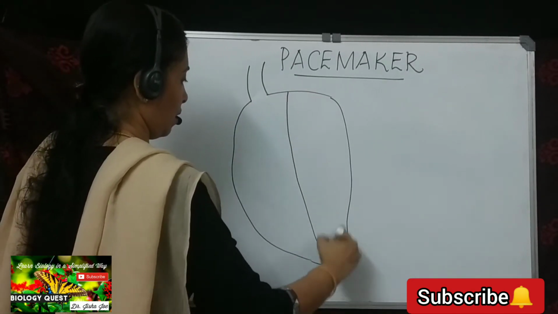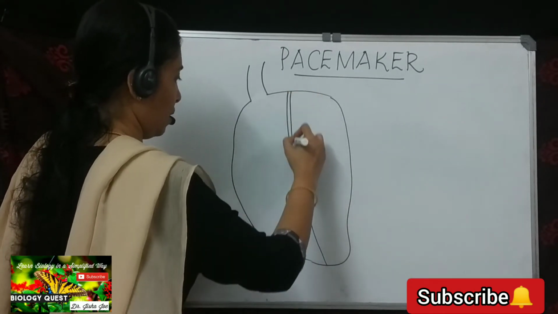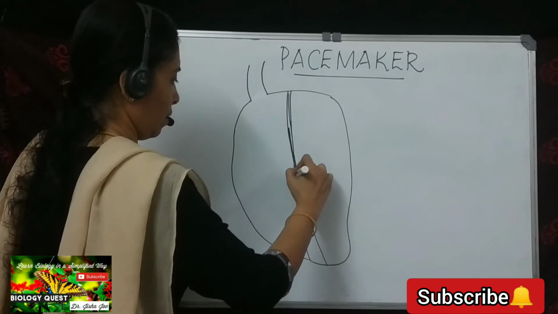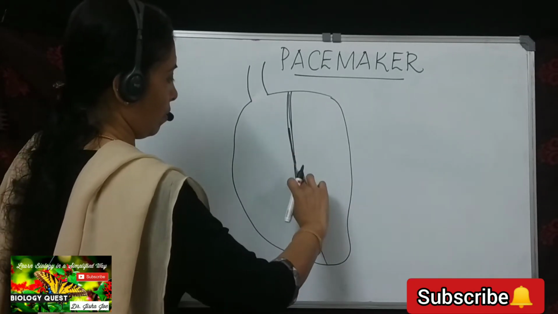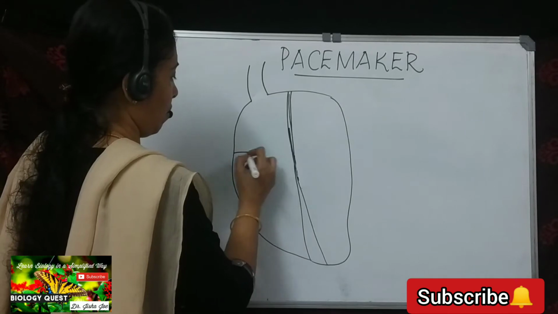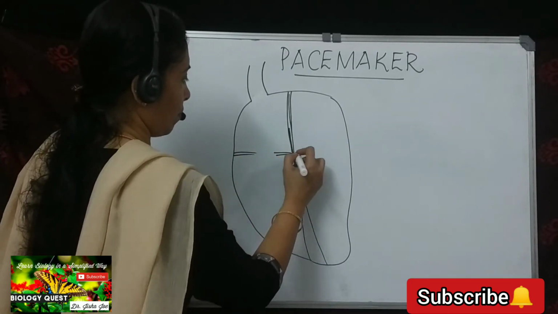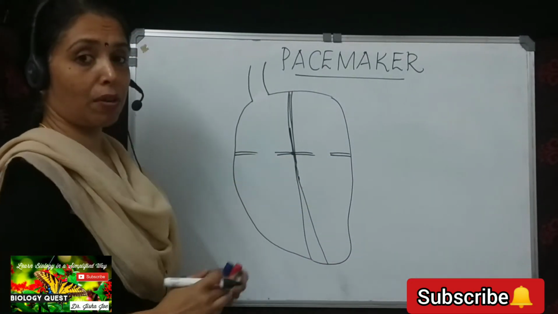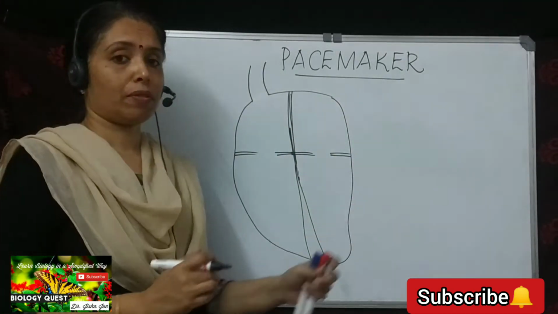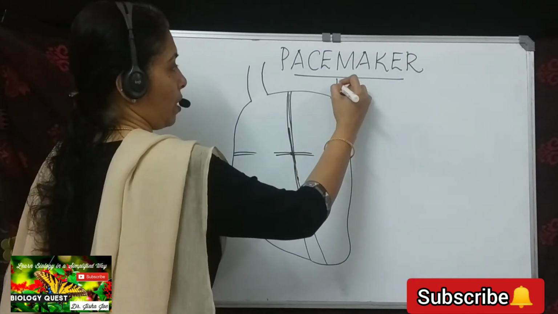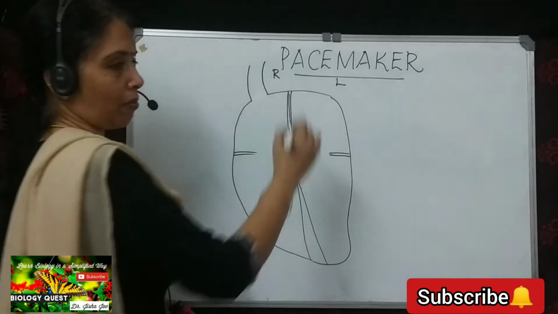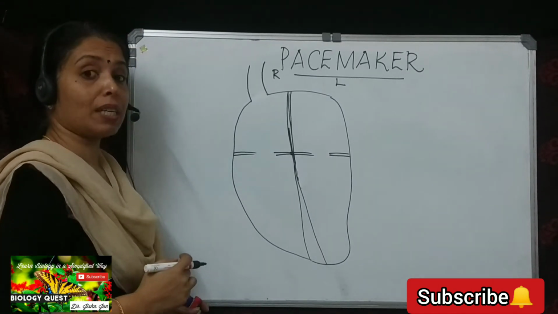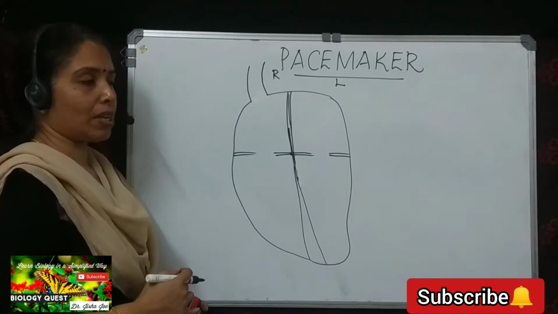I'm just dividing the heart into the different chambers. So that is the auricle there. These are the auricles and the ventricles. We have already seen which side of the heart this is. This is the left side of the heart and this is the right side of the heart. We have already seen the vena cava opens into the right auricle or the right atrium.